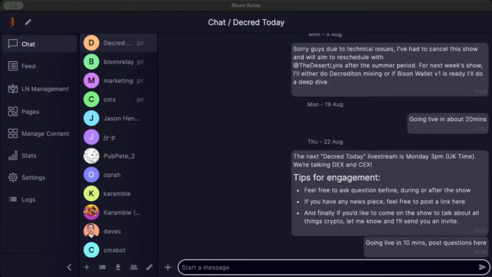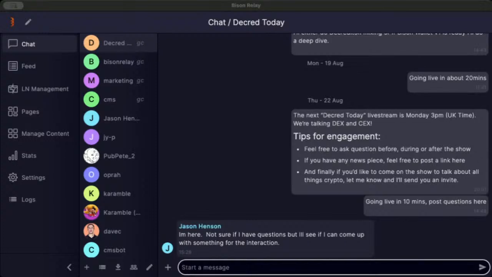So what you're looking at here is the chat area. Jason's in the house. Hey, I'll send him a tip in just a moment. What you're seeing here is anything that says GC is actually a group, and anything without is just individual users. So you can see that I've got multiple chats going on here with loads and loads of different people, and it's absolutely brilliant. And the payment infrastructure is built in, as I'm going to show you now. So Jason says, I'm here. Not sure if any questions, but I'll see if I can come up with some. Yeah, absolutely, man.